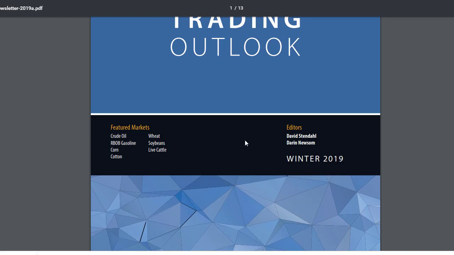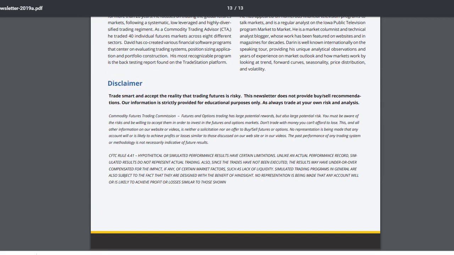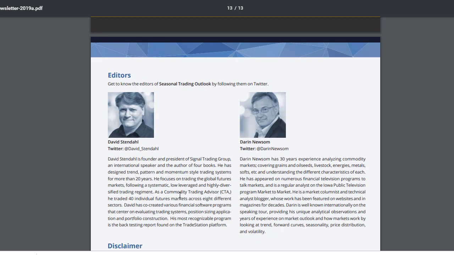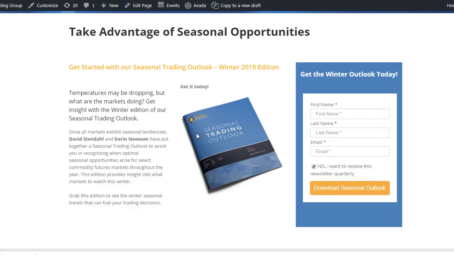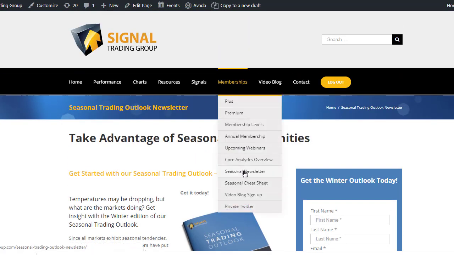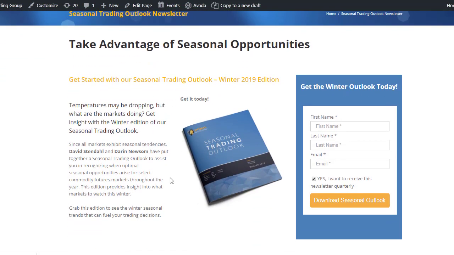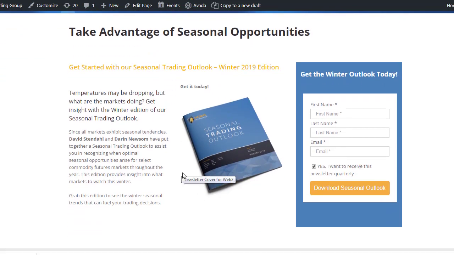It's fairly substantial in the number of pages that we actually have. So 14 pages. Some of it is just a write-up of myself and Darren Newsom, who helps to write the newsletter. There's a fair amount of information that can be had. So again, if you're interested, you just simply come to memberships, seasonal newsletter, and then sign up for it, and then you'll get that particular copy. It'll just be a quick download, and then it'll pop up. It's a nice little PDF and something that will give you an idea as to what's going on with some specific markets and how we're viewing how to trade some of those markets for the next 3 months, so January, February, March.